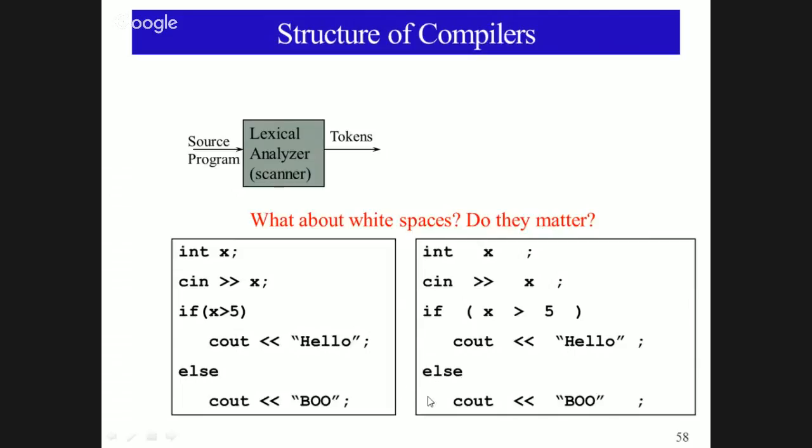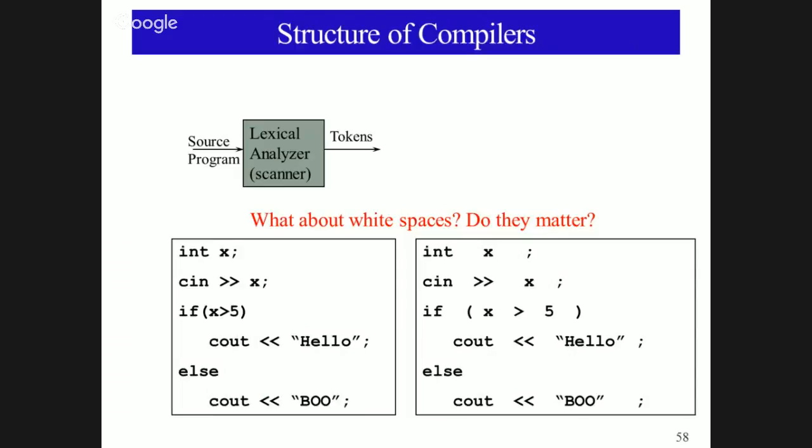And white space, for the most part, doesn't really make that much difference. I do need one between the int and the x, otherwise I don't know that's 2 different tokens. But if I put 5 spaces in between the x and the semicolon, that has no effect at all. You should not force the user to adhere to a certain amount of white space. You cannot expect them to put a space between the open paren, the x, and greater than 5. The way we're doing it with the finite automata, as soon as I hit a white space that's not part of the open paren, that's done.